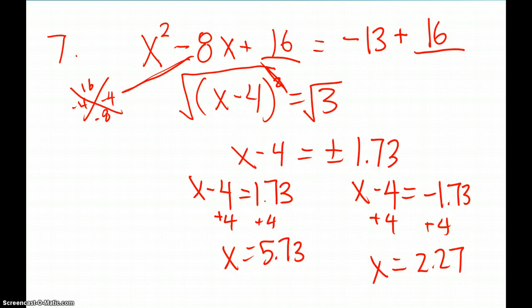Hopefully it's getting easier. Because today you're going to have more decimals and more ugly numbers in there.